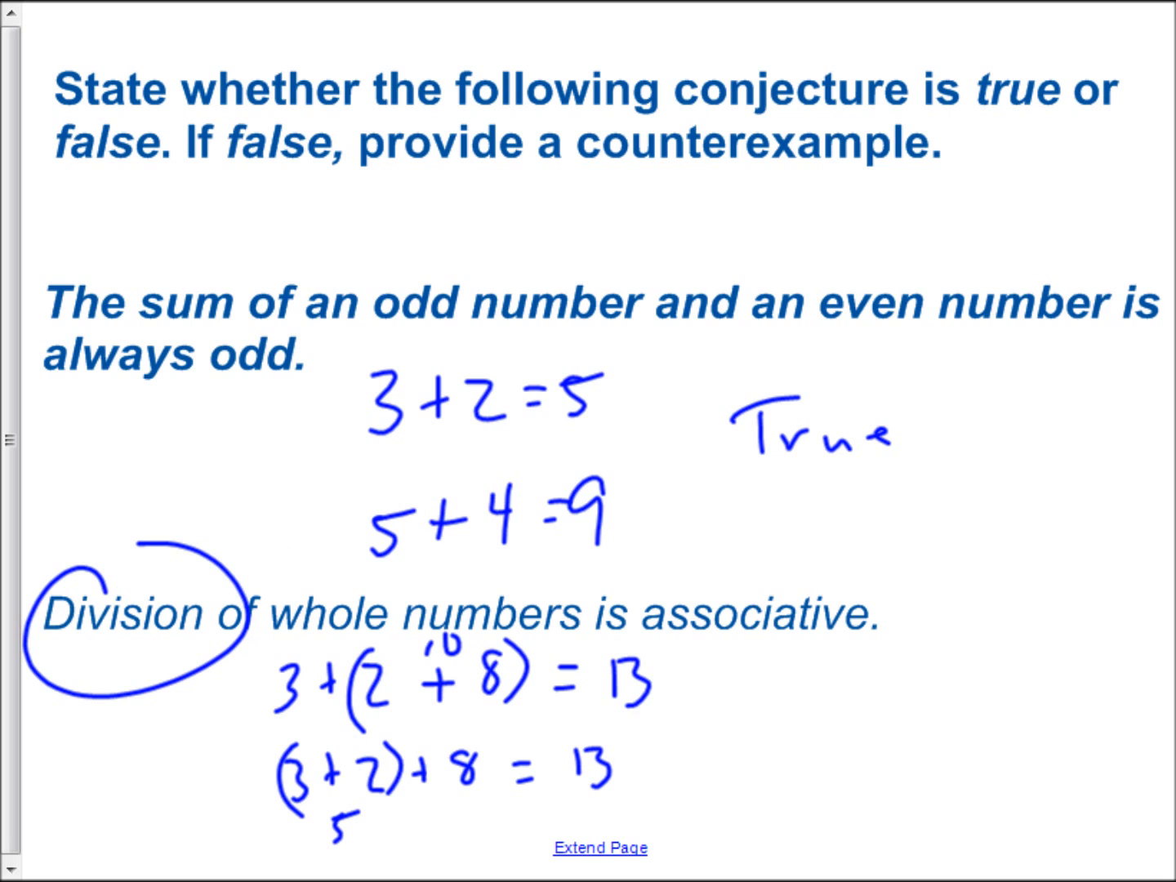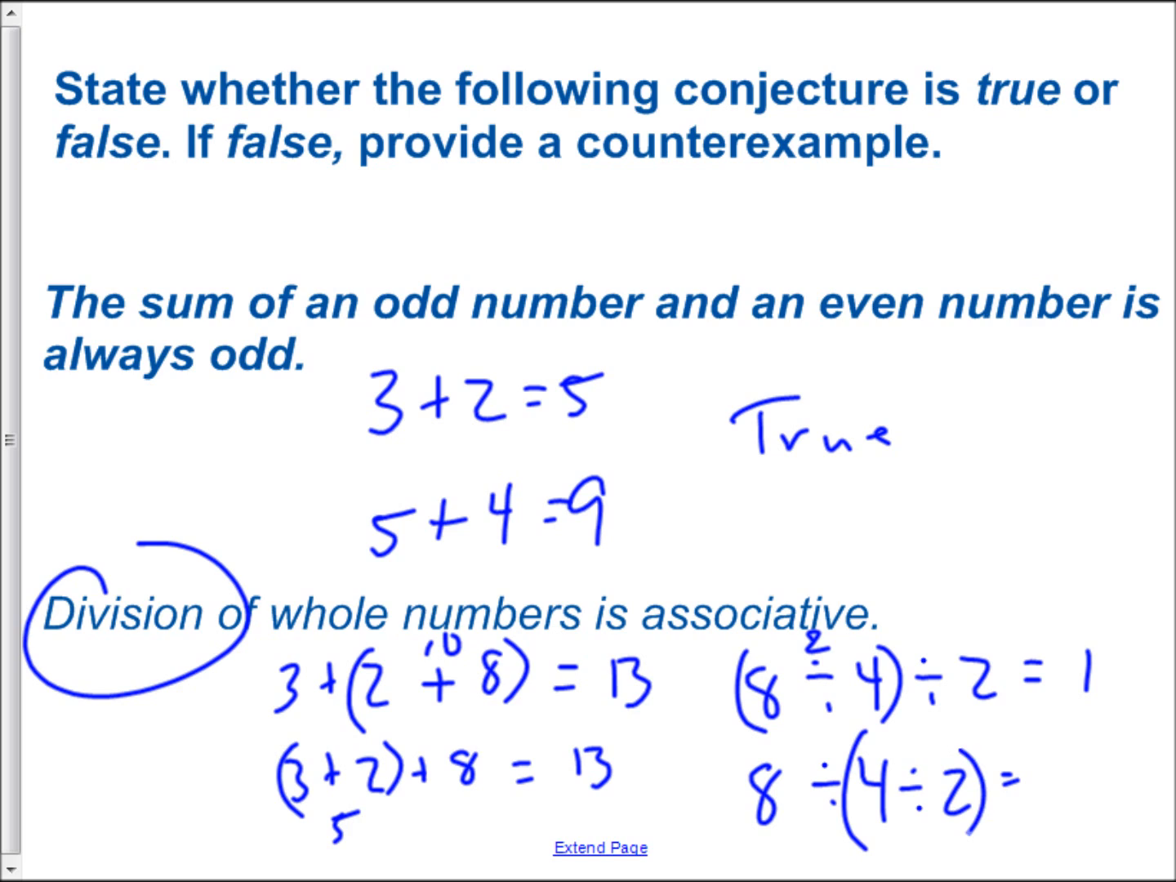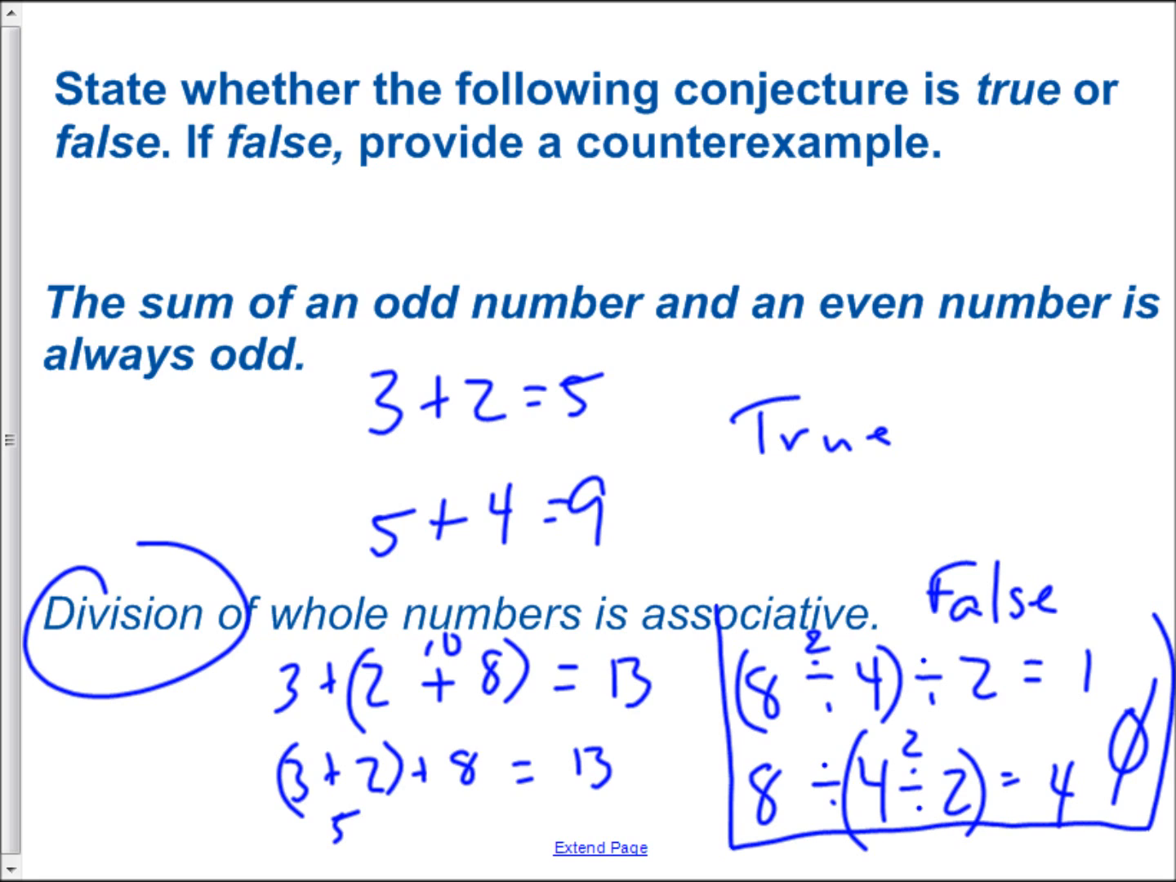The question is, is division of whole numbers associative? Well, let's go ahead and do 8 divided by 4, and then we'll do divided by 2. If we put these two in parentheses, we get 8 divided by 4 is 2, and then 2 divided by 2 is 1. Now let's do it the other way. Let's put these in parentheses, and we get 4 divided by 2 is 2, and 8 divided by 2 is 4. So, since these are not the same answer, they are not associative. So we can say this is false, and this right here is my counterexample.